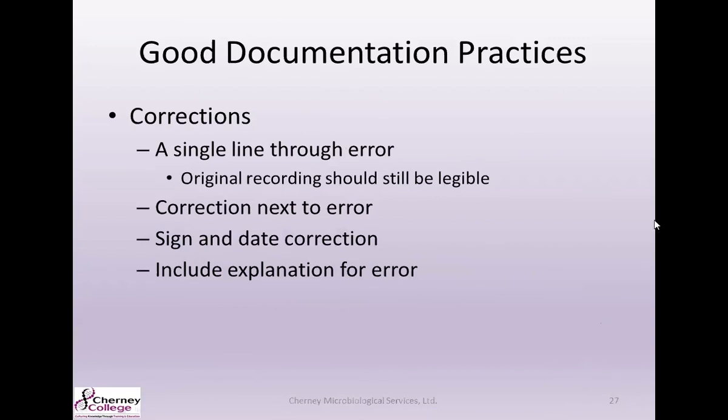Going on with corrections, if you did make a 5 that you wanted to be a 6, make sure you draw a single line through that error. The original recording should always still be legible. Like I said, no scribbling. Put your correction next to the error and then sign and date. It's also helpful in certain times to include an explanation for the correction of the error.